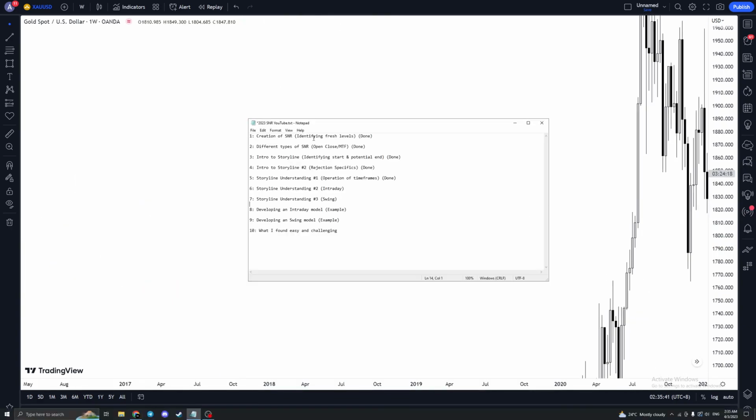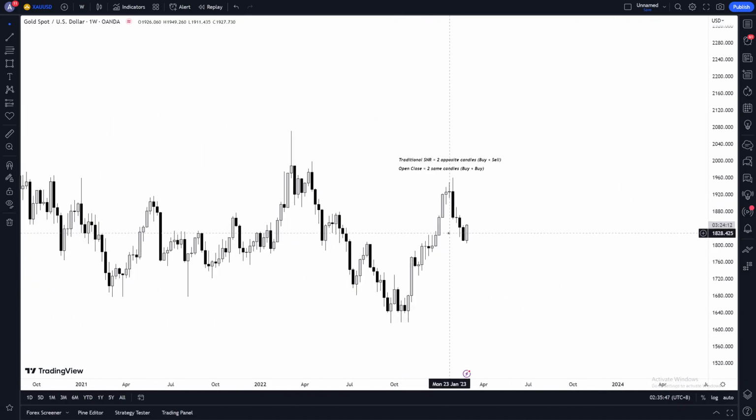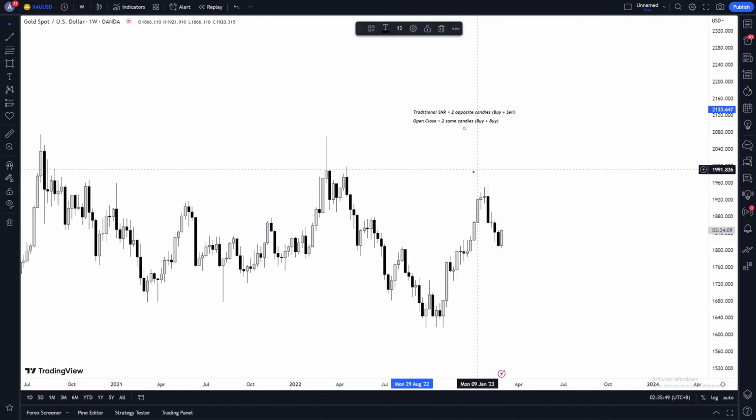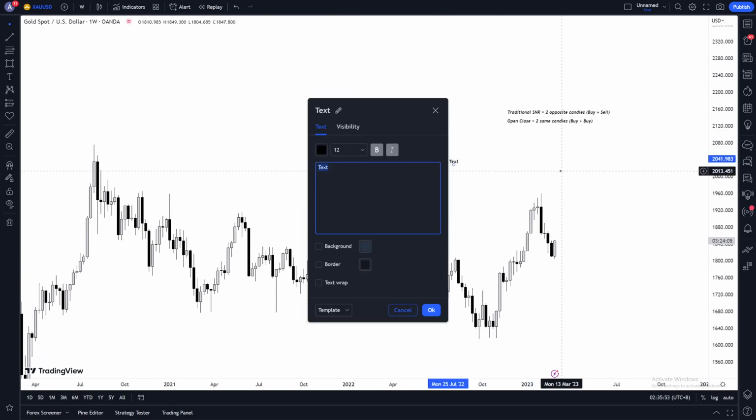So now we have MTF to cover. Different types of SNR: open close, MTF. What is MTF? Now guys, there's another more in-depth version of MTF, but in this current sense that I'm trying to teach you, MTF simply means more than one time frame zone in the same area.